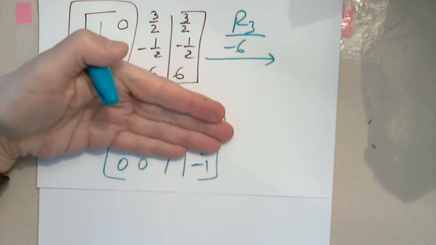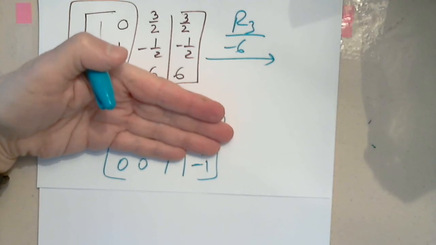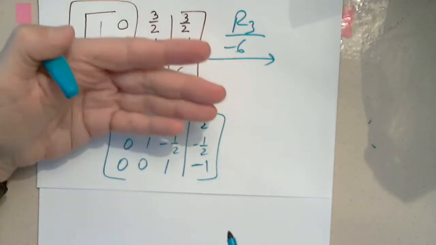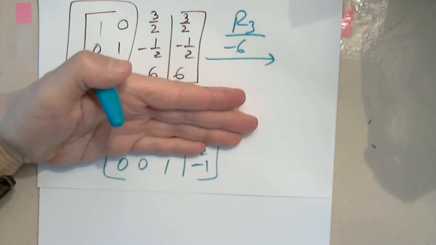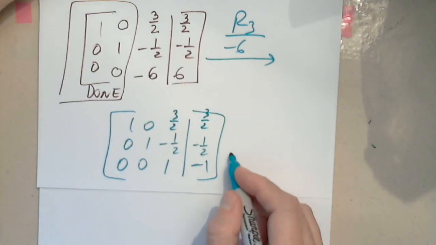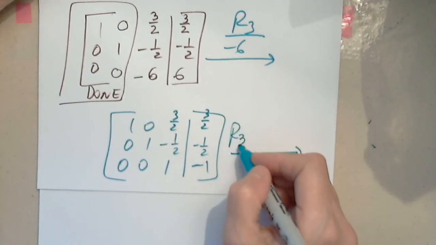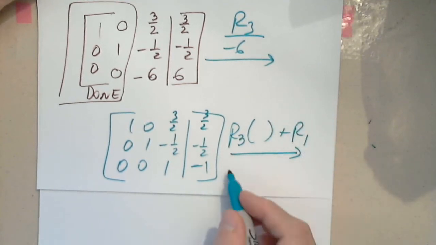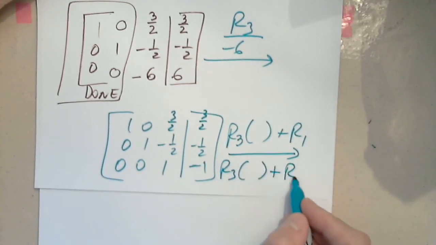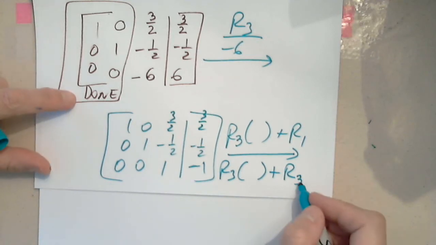Can anyone give us z already? You cannot give me x and y, but can you give me z? Negative 1. That's it. Now, obviously, we have to use row 3. It's the last step. We multiply it by something and add it to row 2.